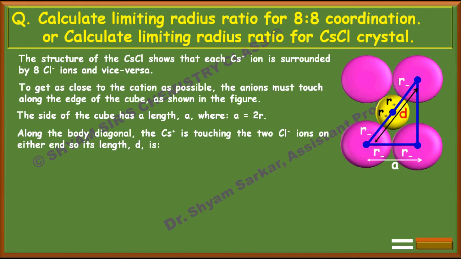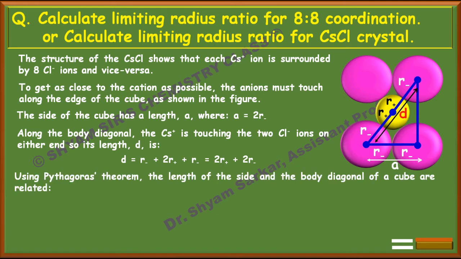So d equals r minus plus r plus plus r plus plus r minus. If you see this diagonal, that is r minus plus r plus plus r plus plus r minus, it becomes 2r plus plus 2r minus. Okay, now if we use the Pythagoras theorem, then the length of the side and the body diagonal of the cube are related as d squared equals a squared plus a squared plus a squared. That means d squared becomes equal to 3a squared.